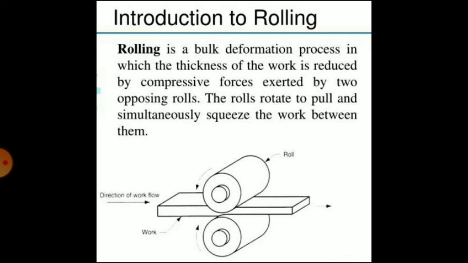It is a bulk deformation process in which the thickness of the work is reduced by compressive forces exerted by two opposing rolls. The rolls rotate to pull and simultaneously squeeze the work between them. So there are two rolls, and the hot material is passed between them, rotating in opposite directions. Due to the compressive forces the material is subjected to, the thickness of the material reduces. You can say the cross section of the material reduces and the length of the material increases.